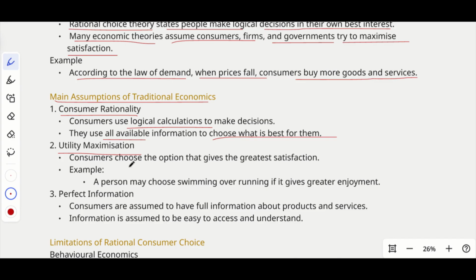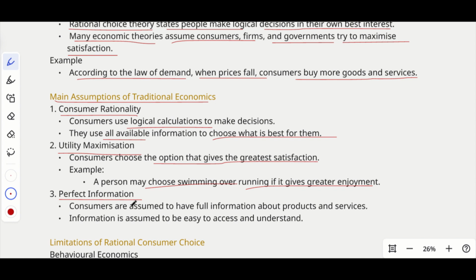And the utility maximization. What is utility maximization? Consumers choose the option that gives the greatest satisfaction, right? For example, a person may choose swimming over running if it gives greater enjoyment. We can connect it with any topics, okay, whether your school, your choice of vehicle, food, the course you are studying, everything. So whichever thing gives you more satisfaction, you will be choosing that only, right?